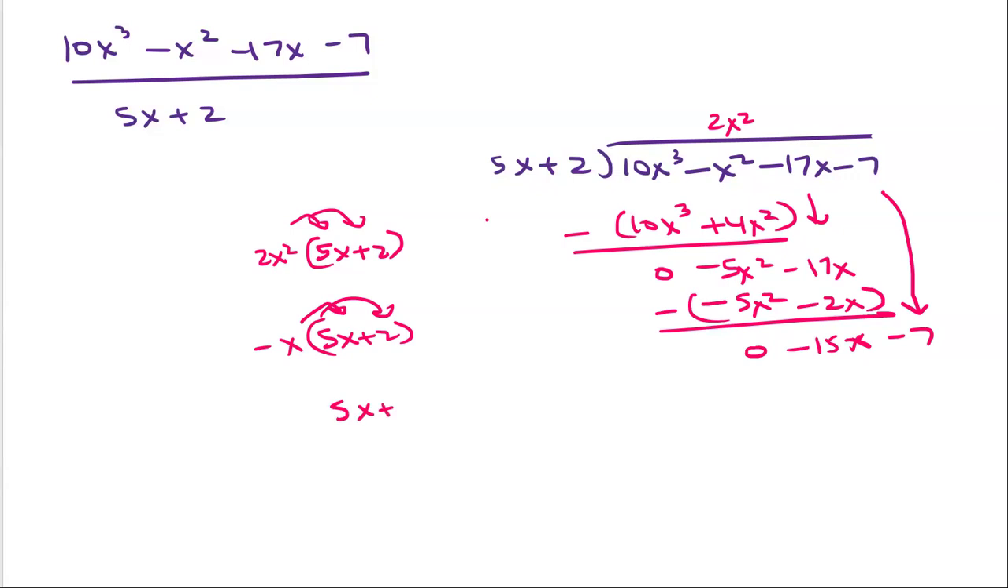So 5x plus 2, okay? And then now, what can I multiply to 5x to give me negative 15x?